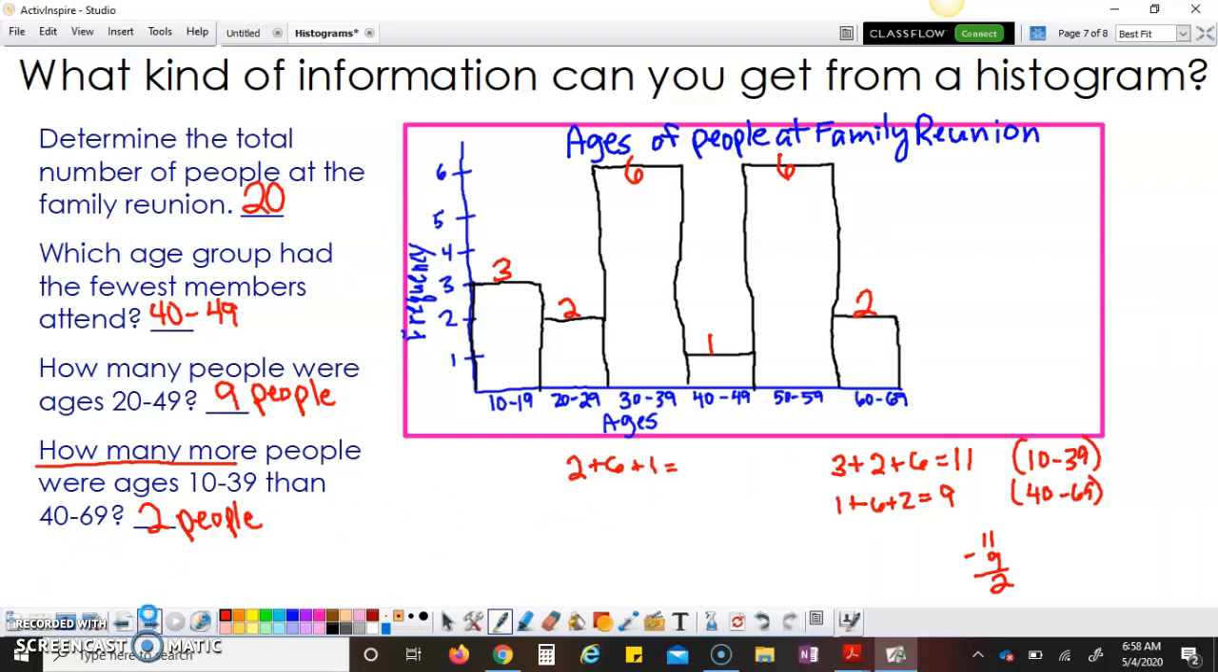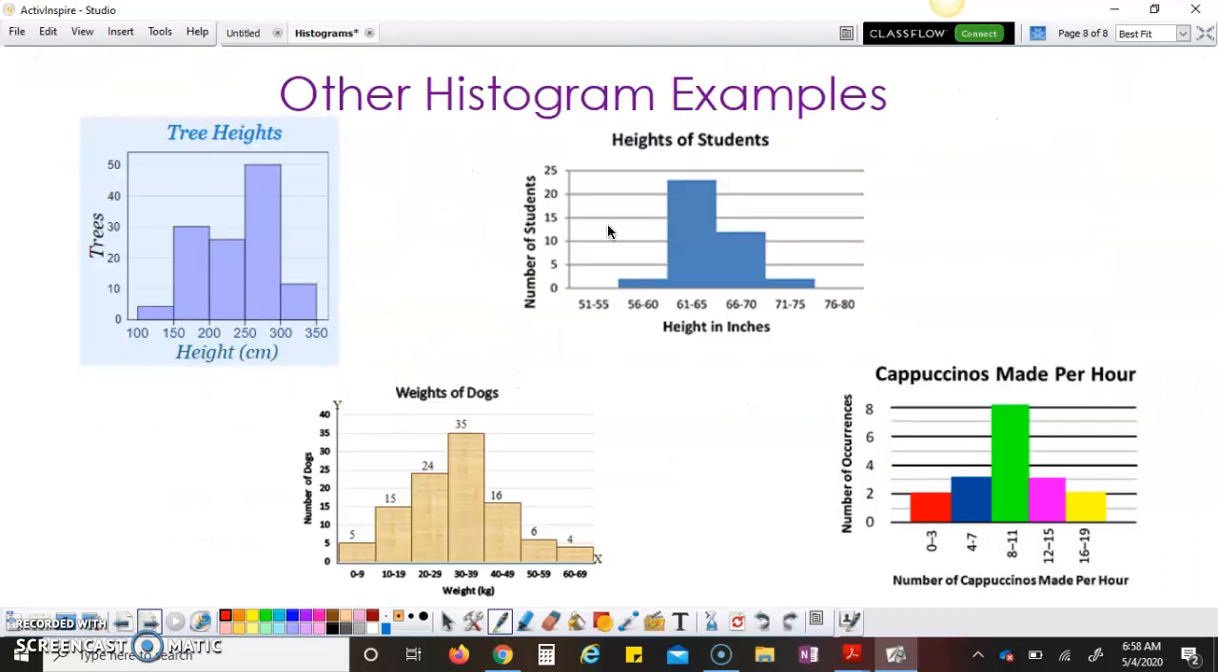On the next slide is where you're going to see a few more examples of histograms. So here we've got some tree heights in centimeters. We've got heights of students in inches. We've got weights of dogs in kilograms, and we've got cappuccinos made per hour, okay? Also, I don't think I touched on this yet, but you can also determine the shape of the graph just like you did last week, okay?